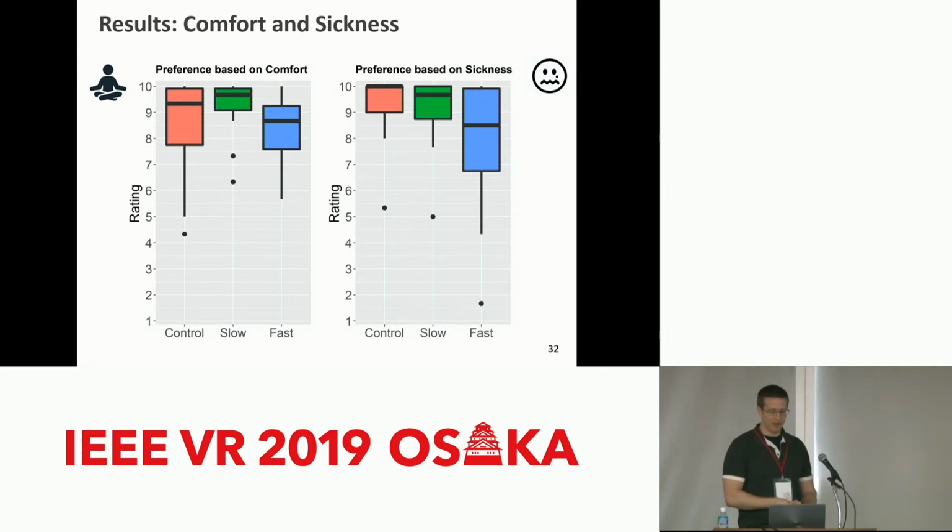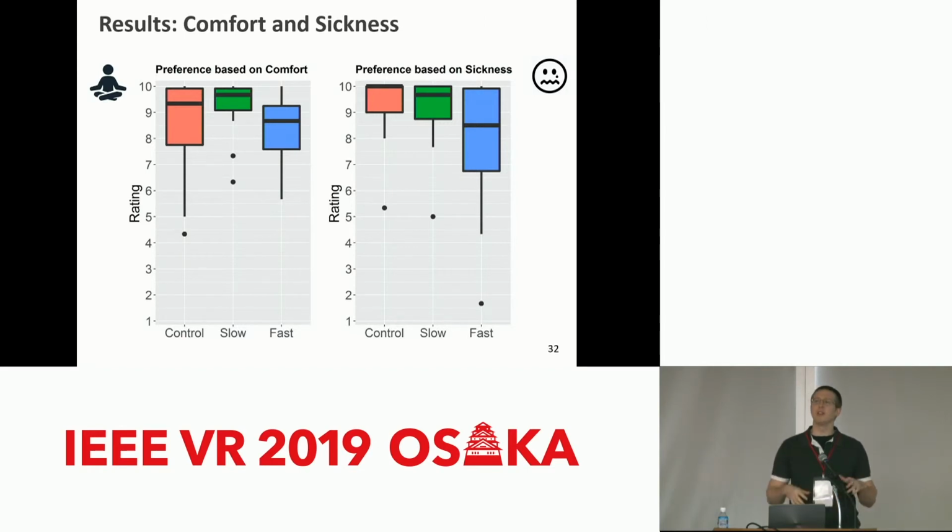You will see that we had this blue bar on the far right side for the fast version. There were some concerns of sickness when you made it too fast, so people don't like too much rotational adjustment. But the slow version worked very, very well.